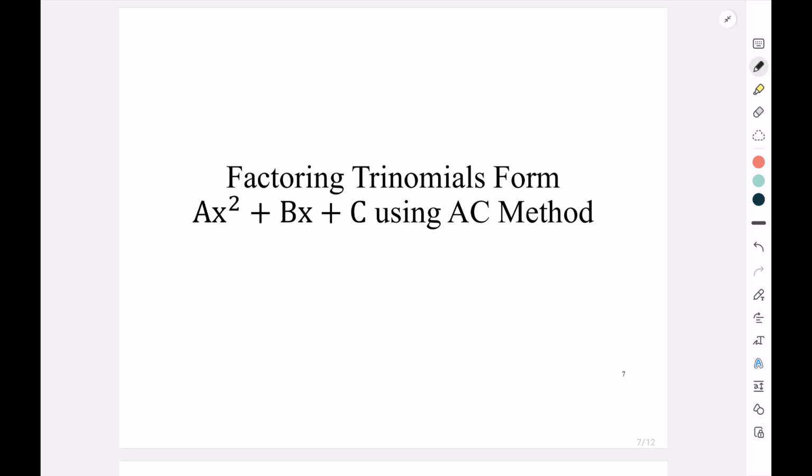So next, we're going to look at factoring trinomials using the AC method. With the AC method, we take our A and our C value and multiply those together. Then for our B value, we want those factors to add or subtract to the value that we have for B. So let's look at some examples.